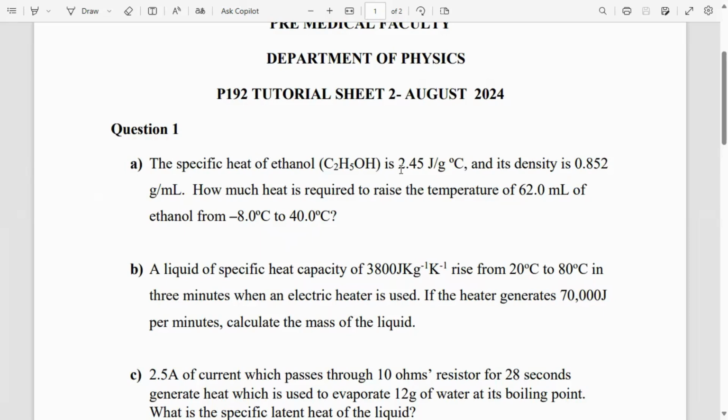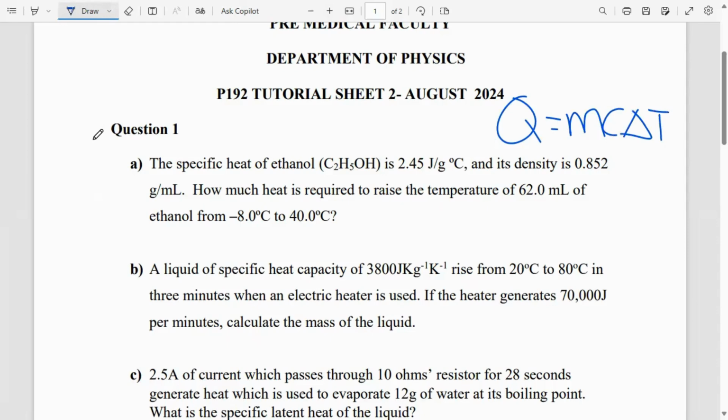How much heat is required to raise the temperature of 62.0 milliliters of ethanol from negative 8.0 degrees Celsius to 40.0 degrees Celsius? So how are we going to deal with this question? Remember, the formula we said we're supposed to use is this one: Q, or change in Q, is equal to mass multiplied by C multiplied by your change in T.